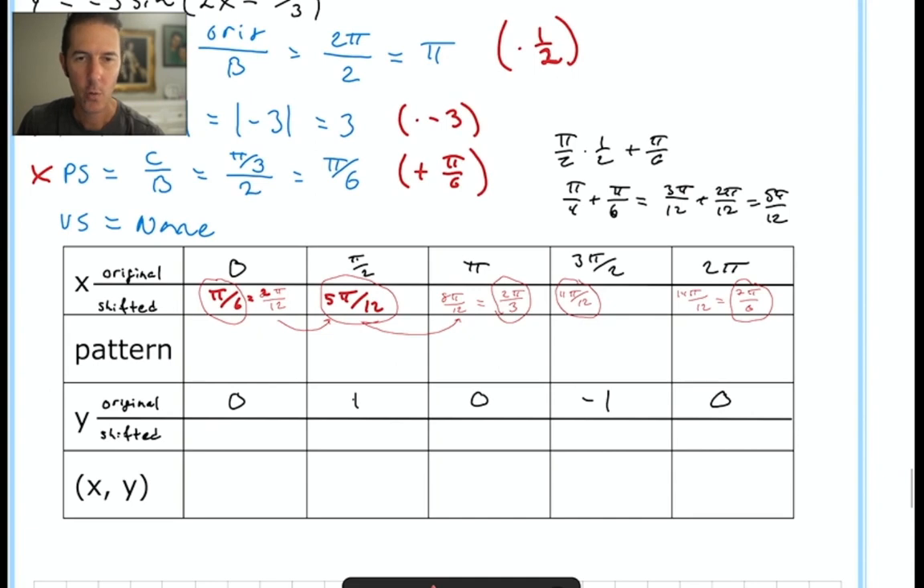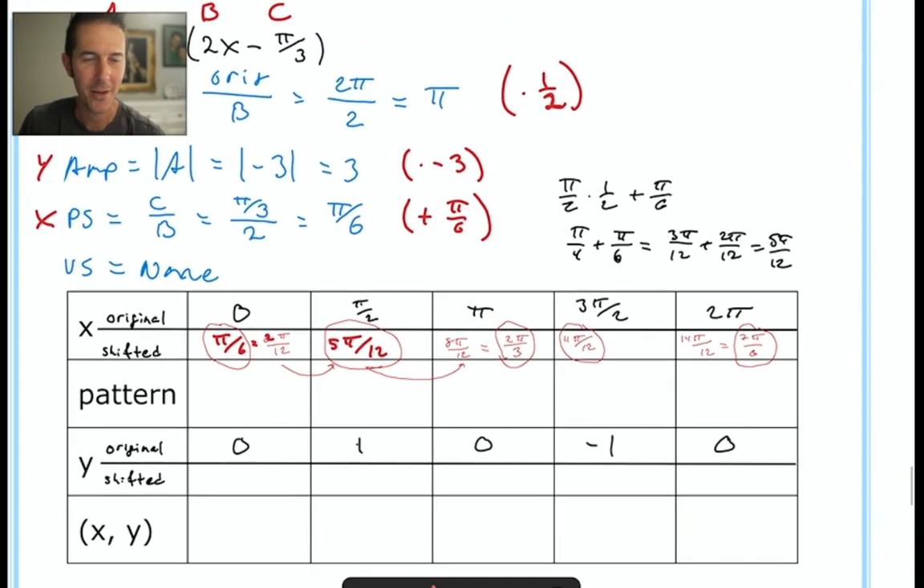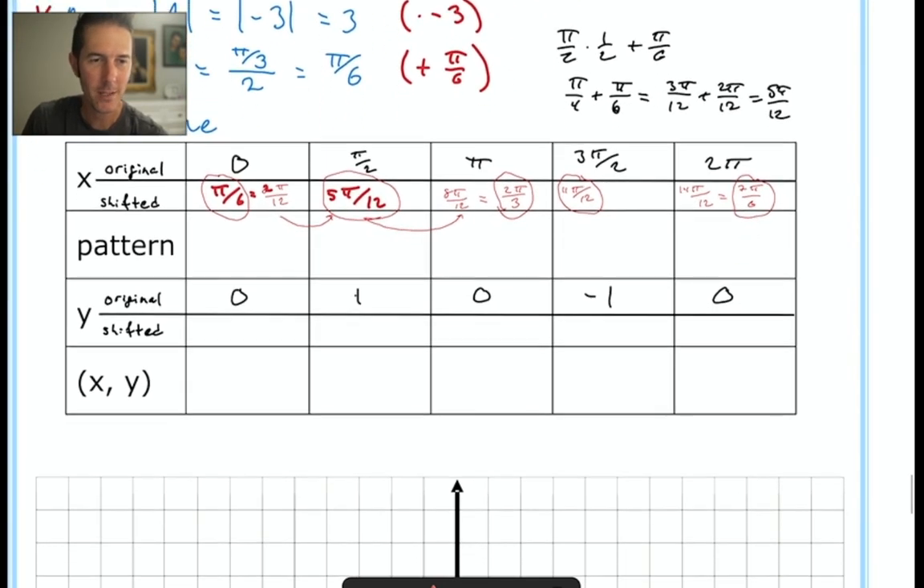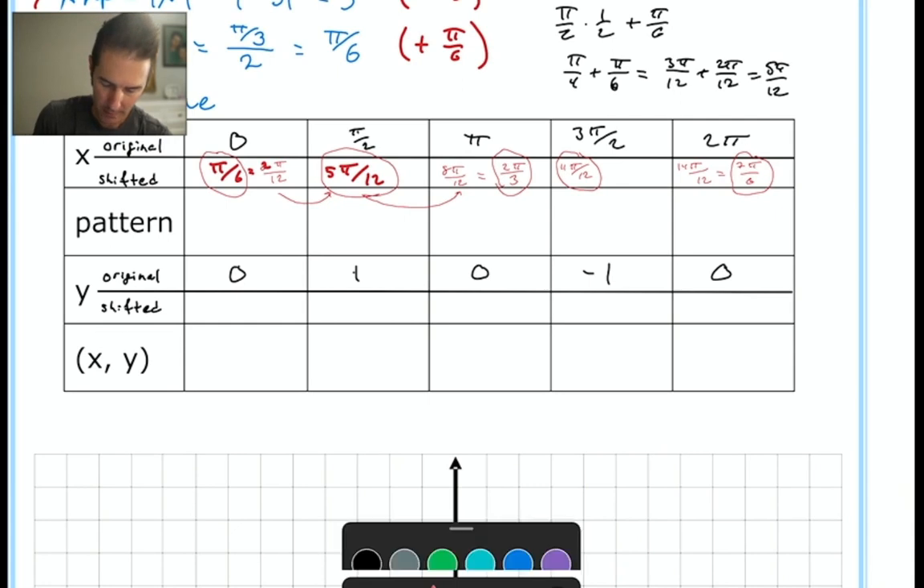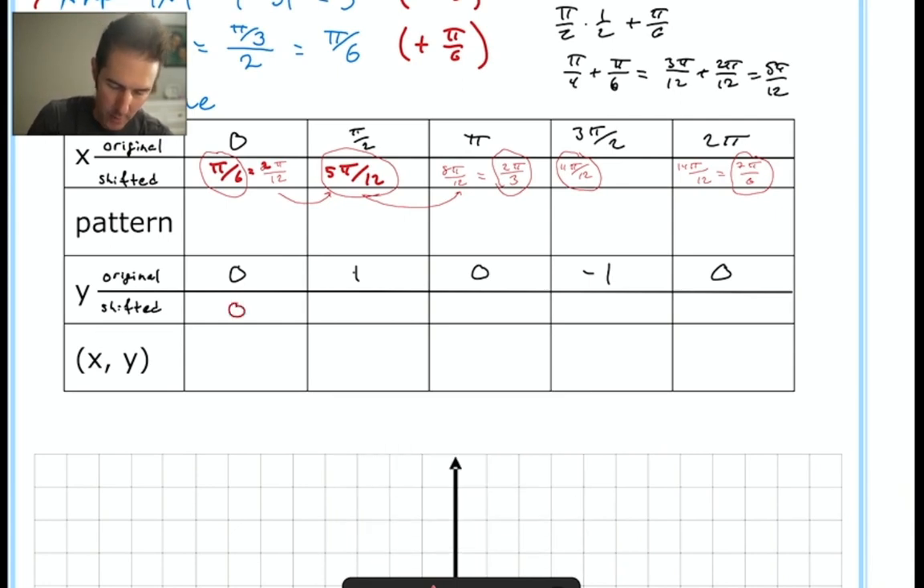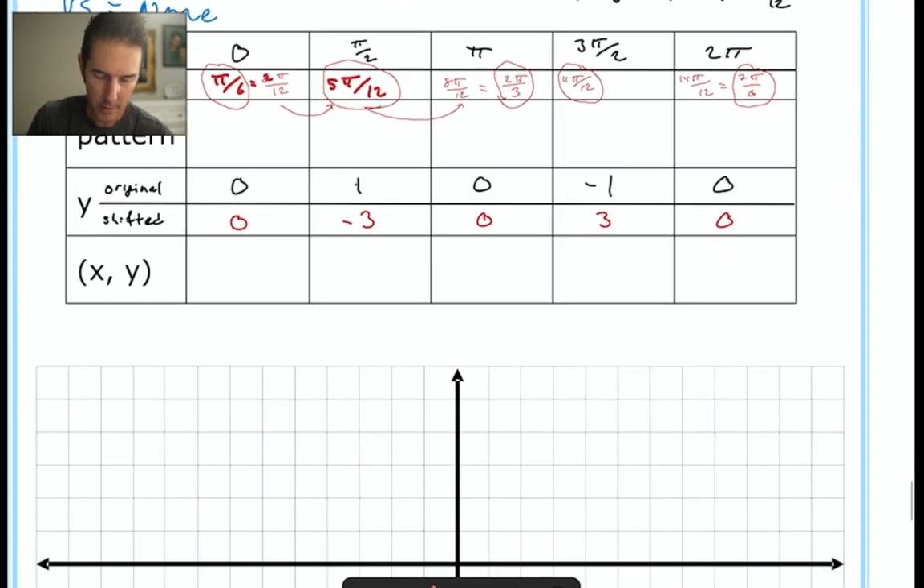Let's check out what I did to us as far as our y values are concerned. All we have to do to our y values is multiply by -3. That's great. 0 times -3 is still 0. -3, 0. +3, 0. Just multiplying by -3, and then I'm going to write down the points that I'm going to plot. 0 pi over 6.